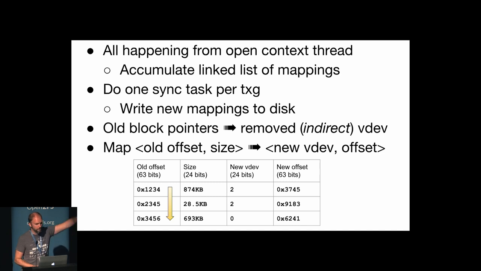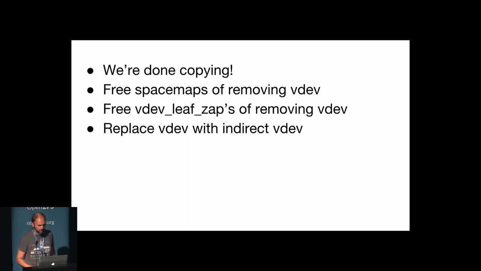The sync task is just doing this: I have a linked list of structs where each row here is one of these structs. And then it just says, great, take that struct and append it to that object in the MOS. Great. We're done copying. We have everything in its new location. We know what the mapping is between the old and new locations. Now we just finish up.